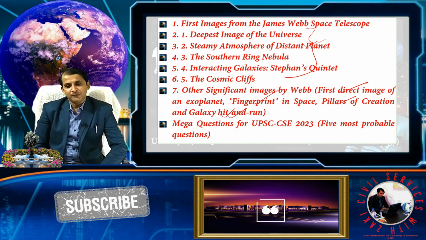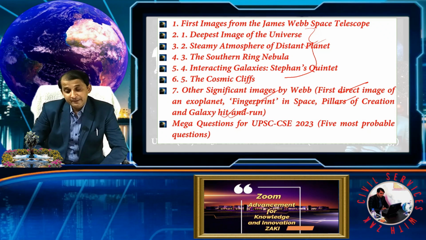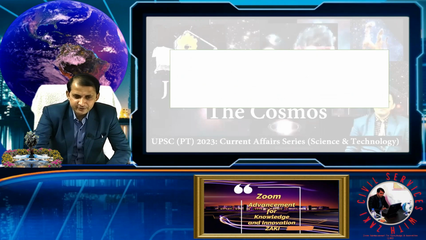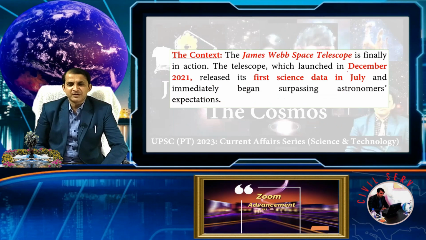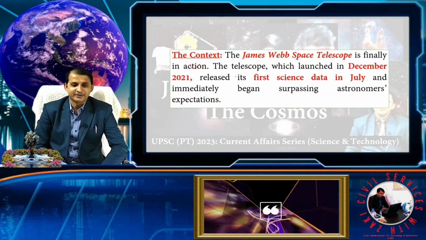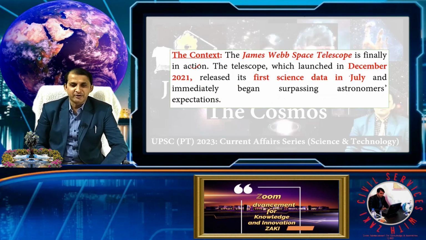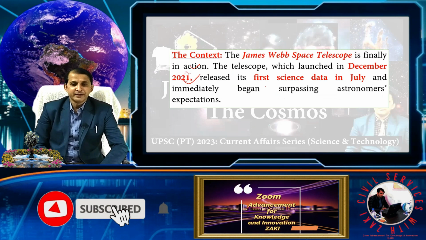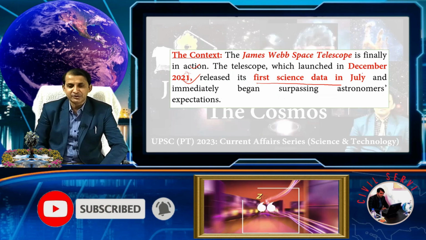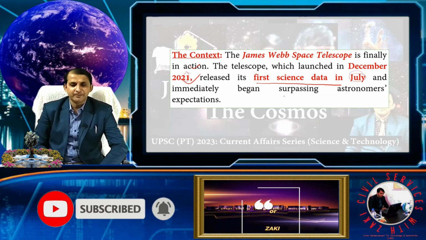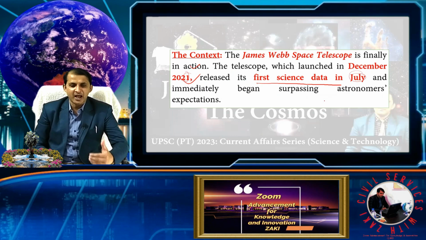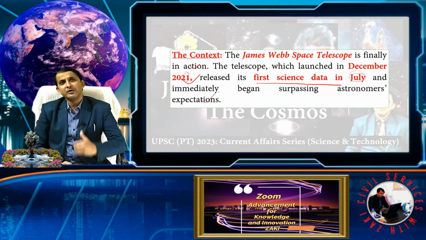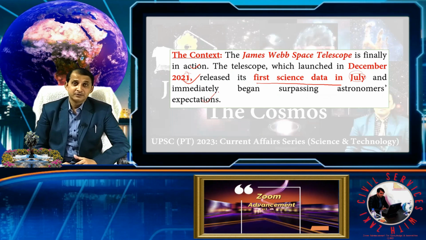And now we move forward and see the context. So what is the context? The James Webb Space Telescope is finally in action. The telescope, which launched in December 2021, released its first science data in July and immediately began surpassing astronomers' expectations. So it is beyond expectation.